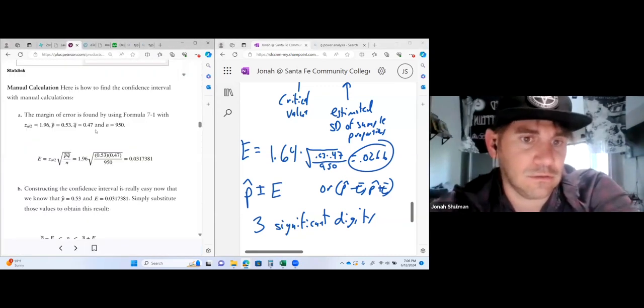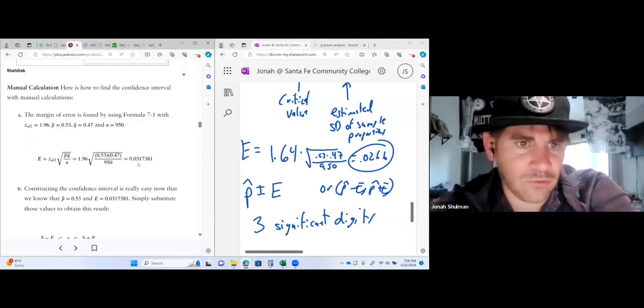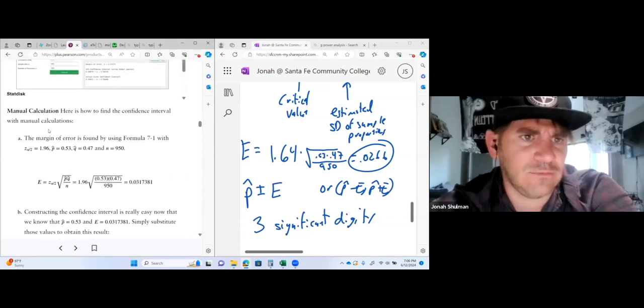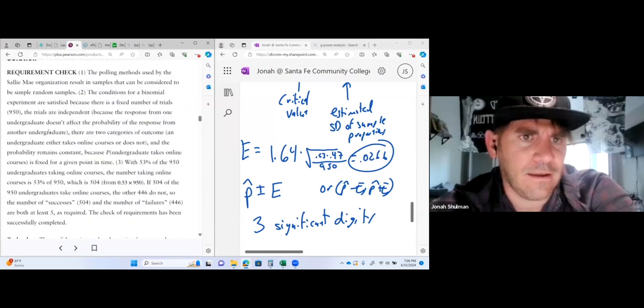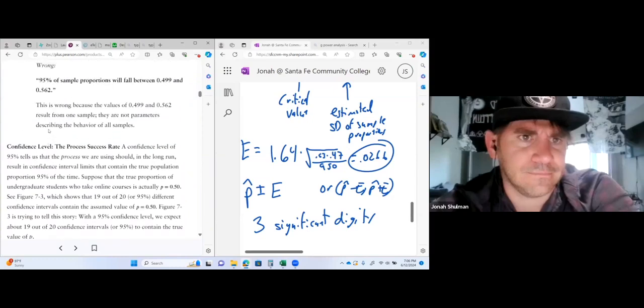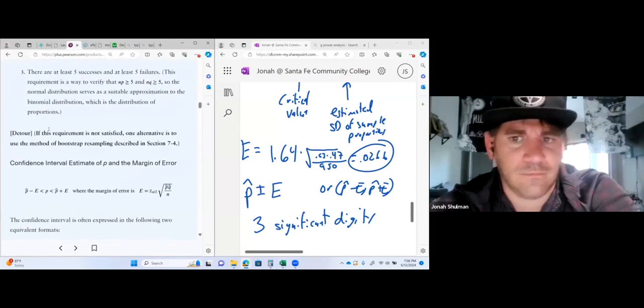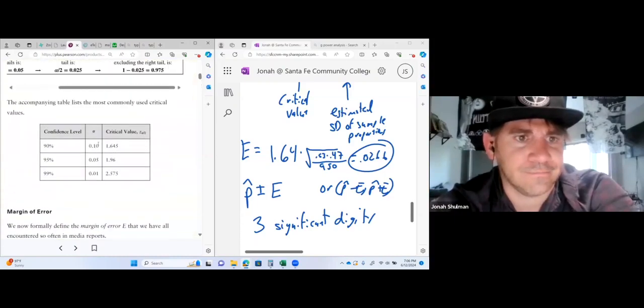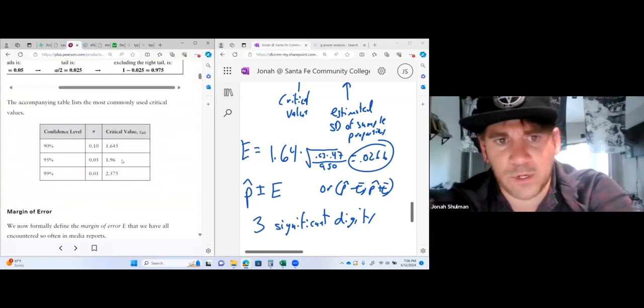Let's see what they got. They got 0.031. Okay, because I did 95%. And it's not really 95%. Why is it not really 95%? Because of that little subtraction move they did. It's 1.96. This is if I wasn't including it, but we have to use 1.96.